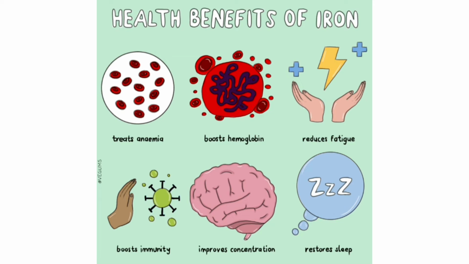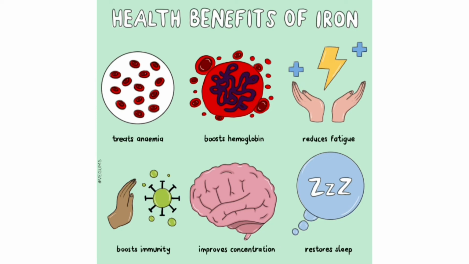Synthesis of the neurotransmitters, that is dopamine, serotonin and norepinephrine. These are all formed with the help of iron. The cytochromes present in the ETC, that is the electron transport chain, also contain iron, and it is also a component of the antioxidant enzymes.